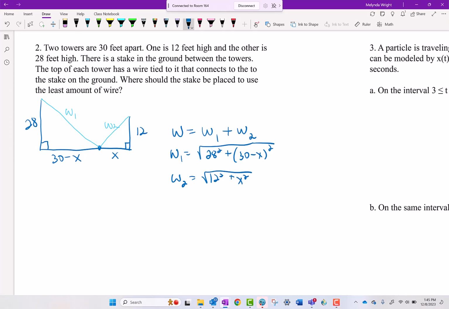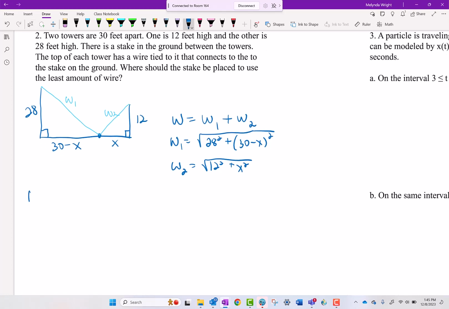So the whole wire would be the square root of 28 squared plus (30 minus x) squared, plus the square root of 12 squared plus x squared. I'm going to pause there for a second and make sure y'all catch up.